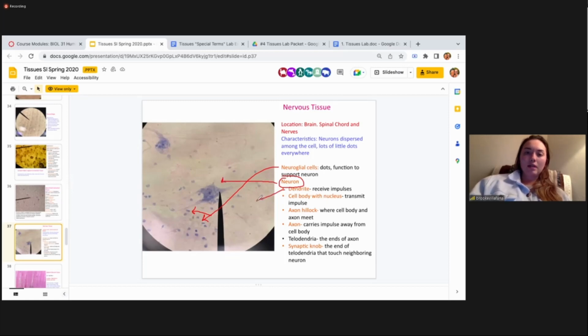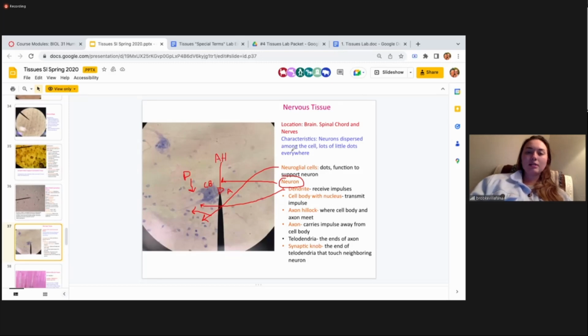It has the dendrites. So these are our dendrites, so I'll write a D. And then it has our axon coming out. And then of course it has the cell body in the middle with the axon hillock. And this would be our axon hillock right here.